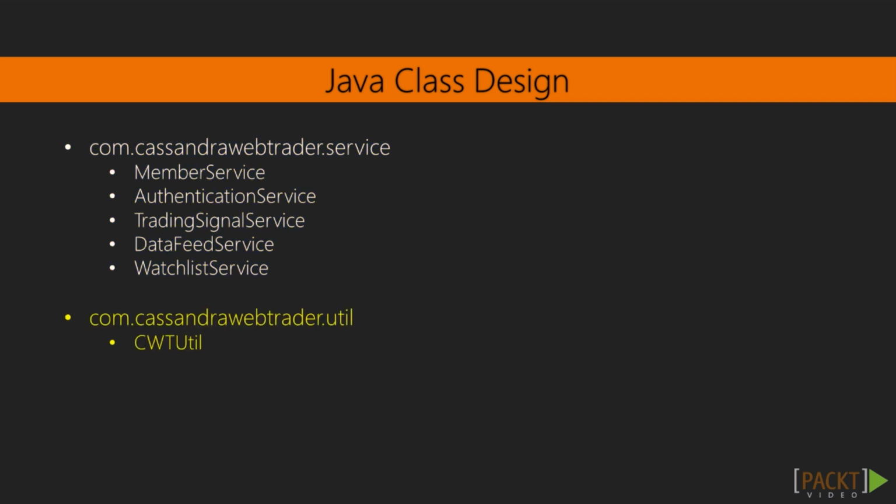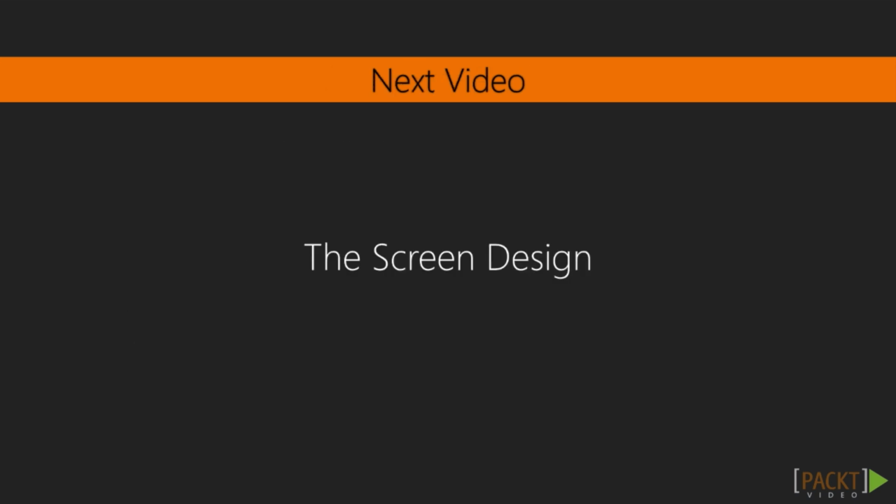The com.cassandrawebtrader.util package will have a common util class, which will provide common utility functions such as string-to-date conversion and so on. Up till now, we mostly did design on the back-end server side. In the next video, we'll have a quick tour of the screen prototypes of the website to complete our initial application design.